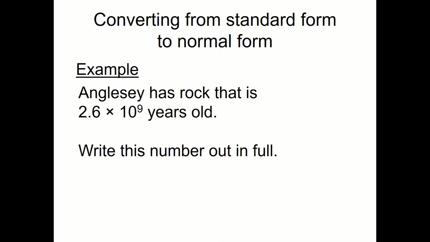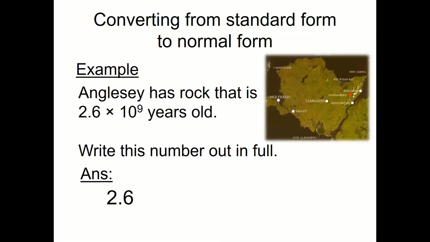Anglesey has rock that is 2.6 times 10 to the power of 9 years old. Can we write this number out in full? So instead of moving the values backwards to count how many to the power of 10 it would become, we are now moving it forward to write this number out in full. So whatever the power is of 10, that's how many values we would jump that decimal point forward. So we end up with 2, 6, followed by 8 zeros. 1, 2, 3, 4, 5, 6, 7, 8.